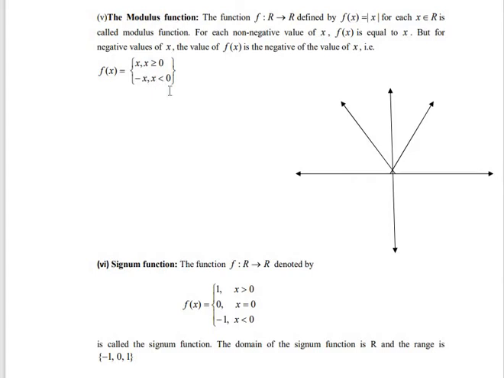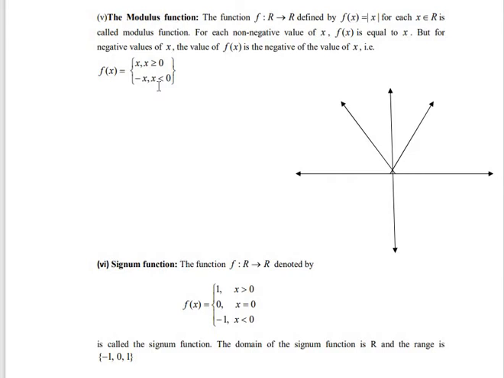Now to understand this, let us take one example. Suppose x is equal to minus 1. Then modulus of minus 1 is, by definition, minus of x, and the value of x is again minus 1. So minus of minus 1 ultimately gives plus 1. Suppose x is equal to minus 5. What is the modulus of minus 5? It is minus of x, and x is minus 5, so minus of minus 5 means plus 5. So in short, you can remember that the modulus of a number is always positive. The modulus of 5 is 5 and the modulus of minus 5 is again 5.